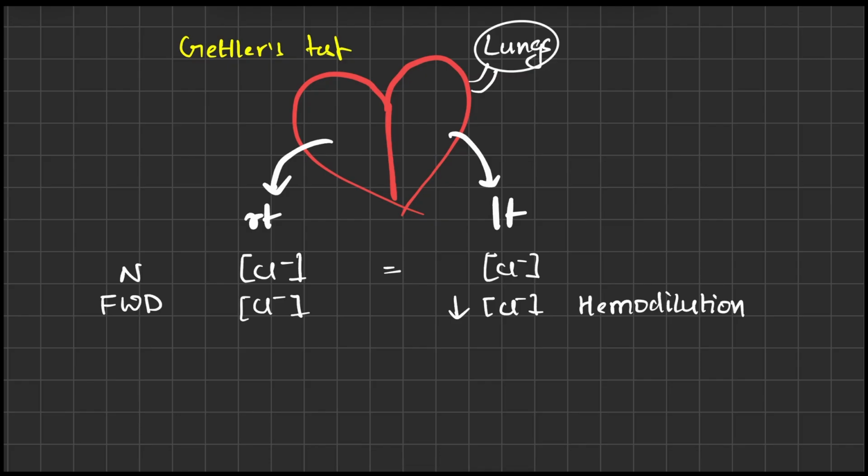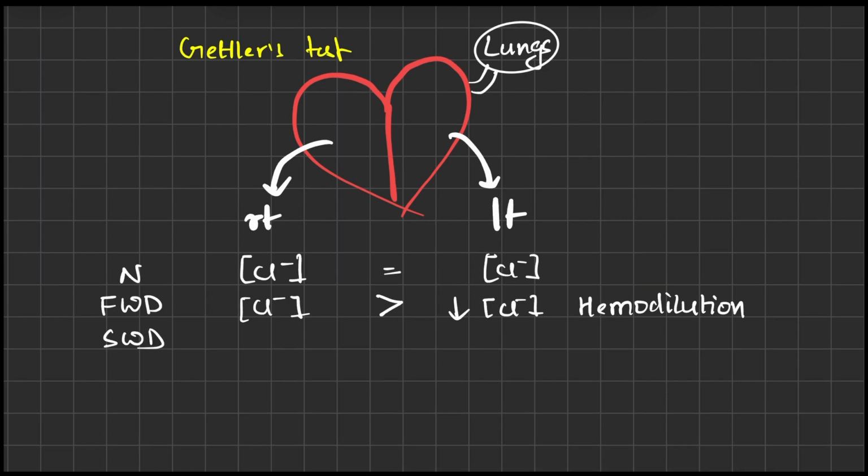So overall, the right side of the heart contains more chloride, a higher concentration of chloride ion. In saltwater drowning, there is hemoconcentration. As a result, the concentration of chloride ion on the left side of the heart increases, and on the right side of the heart remains the same. So overall, on the left side of the heart, there is more concentration of chloride ion.